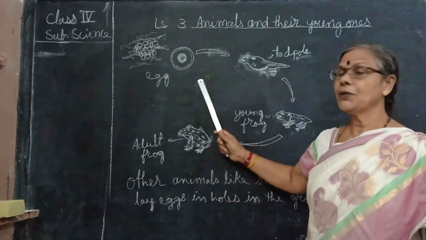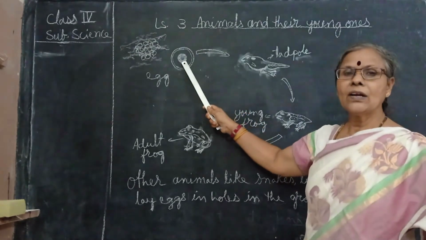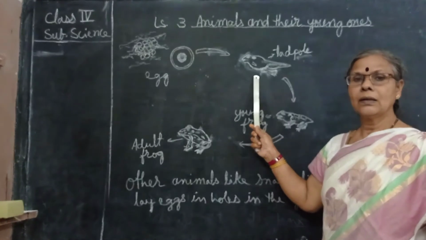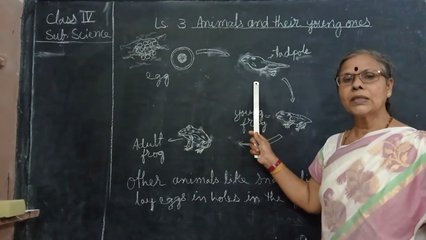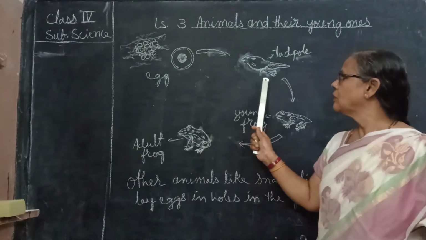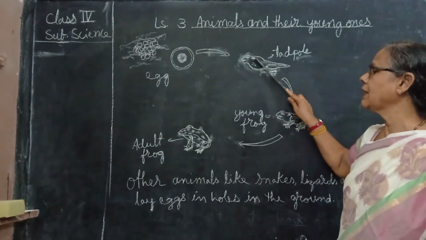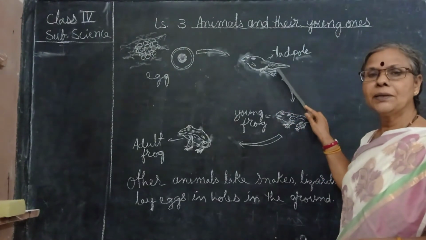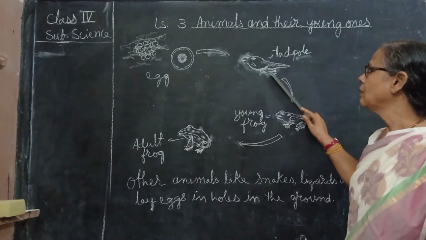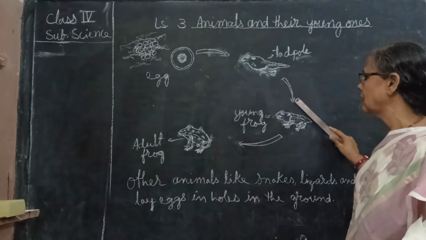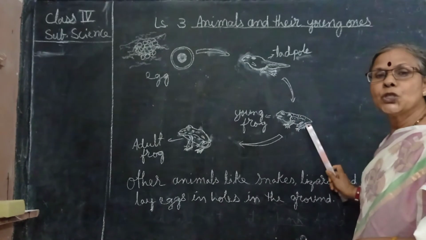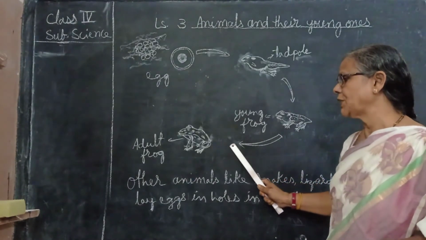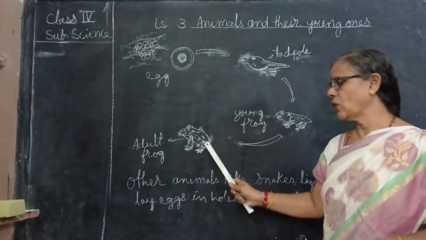So once again I will explain this. This is an egg of a frog. The egg hatches out and the tadpole comes out. They swim in water and look like fish. You can see the body of a tadpole. It is a little bit bigger, and you can see the bigger tail also. As the tadpole develops legs, this tail becomes shorter and shorter and disappears. When the legs develop, it changes into an adult frog.